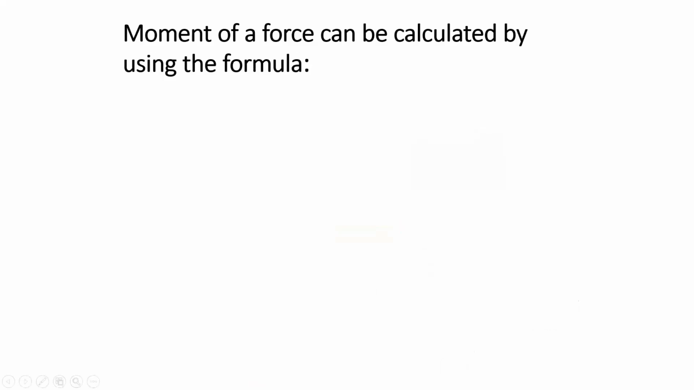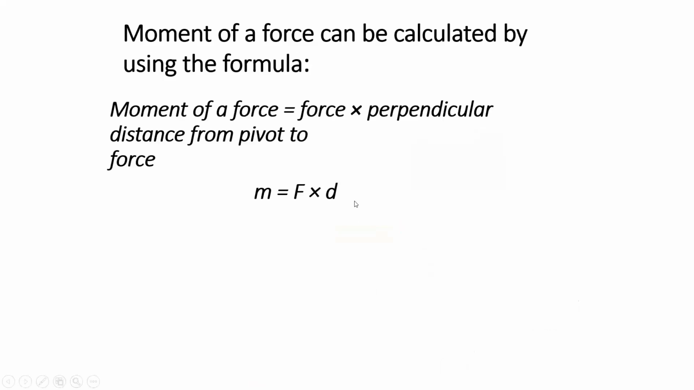If we want to calculate a moment, the formula we use is: moment equals force multiplied by perpendicular distance from the pivot. Pivot means the point where the object is fixed. The region or point where the object is fixed, we call that the pivot.